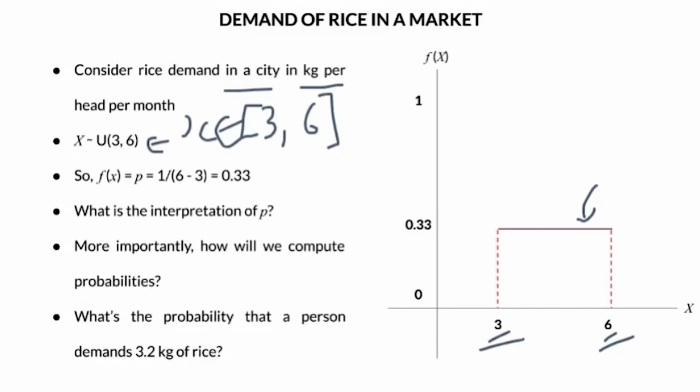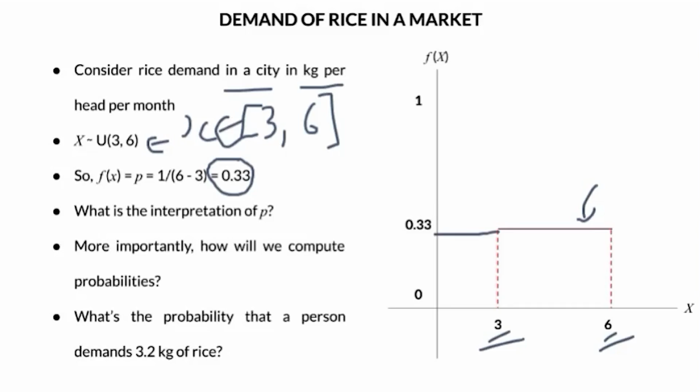Now, based on our formula, it's very easy to find the value of f of x, as in p, the height of the uniform distribution. Either use integration or the rectangle formula, whatever it is. The area under the curve is going to be equal to 1. If you apply the formula, you will get 0.33. So this height is 0.33.